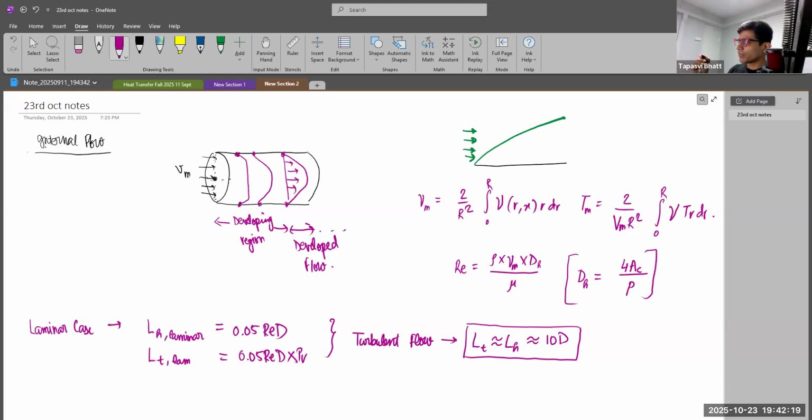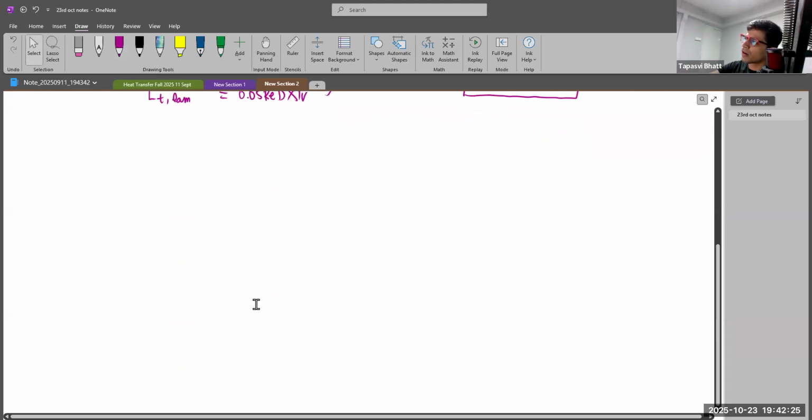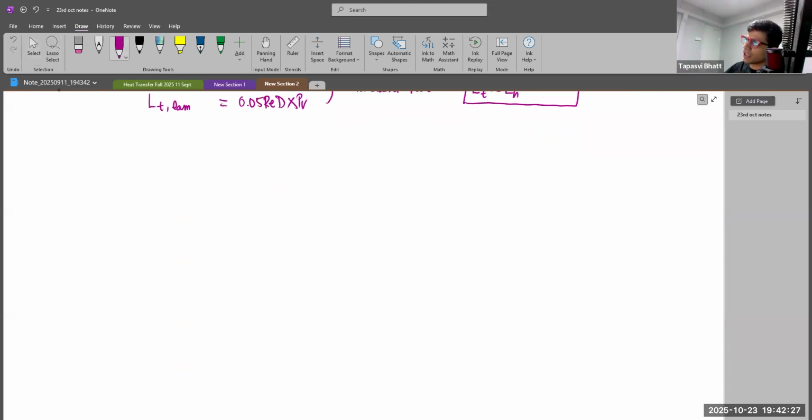Now, if there is a heat flux coming in from outside, then we will have Q dot as Q dot S times AS. So this is heat flux per unit area.